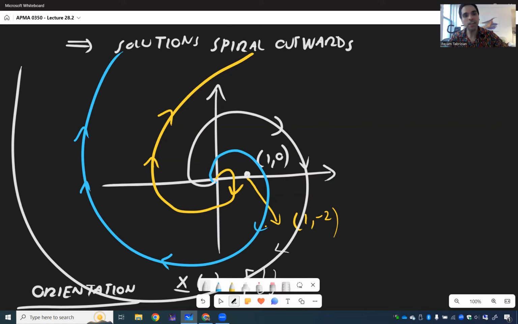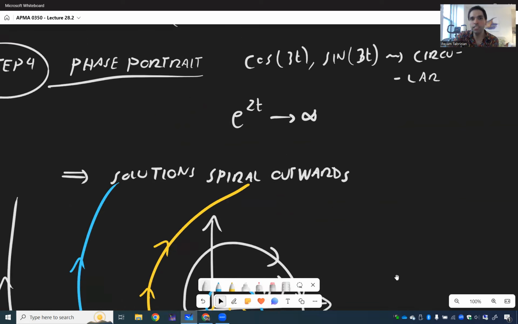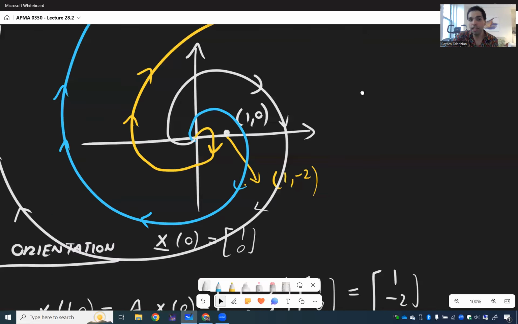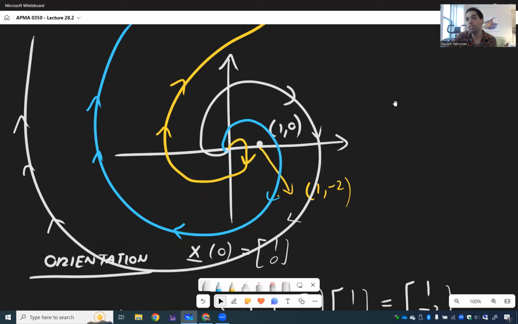And once again, you are responsible for the orientation, but not for the axes. The axes are a little bit harder to determine. And last but not least, I do want to mention, here we did e to the 2t times the solution. If we had e to the minus 2t, then solutions would all go to 0. So it would be like this, but in sort of the reverse direction.